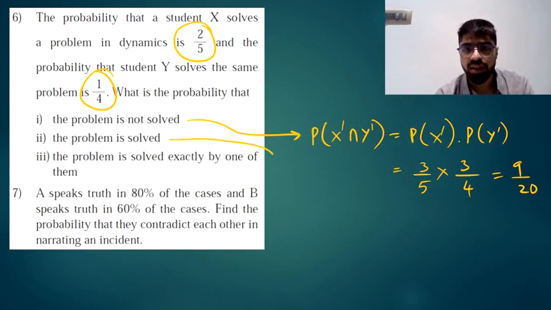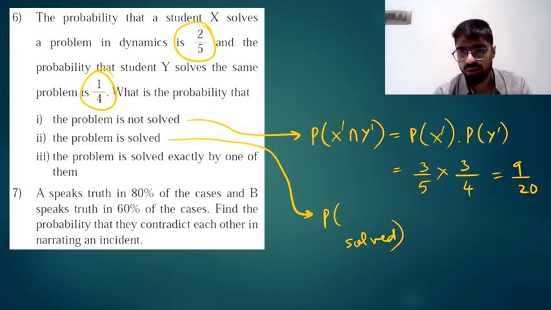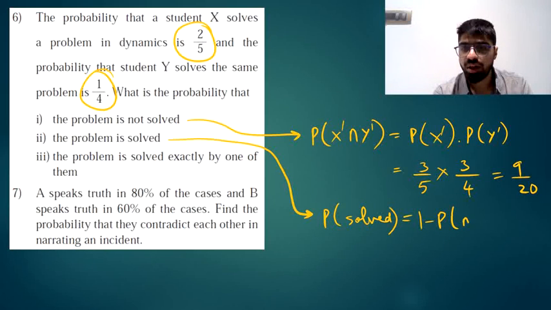What is the probability that the problem is solved? See, either the problem will be solved or it will not be solved. So the total probability will be 1, and the probability of solved is the total probability 1 minus the probability of not solved. So that will be 1 minus 9 by 20, which is equal to 11 by 20.